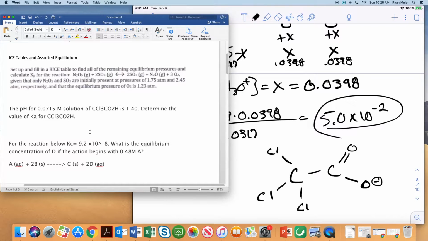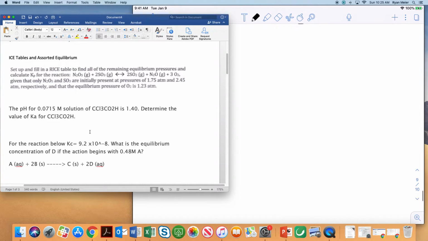Okay, so let's move on. We'll take a look at one last equilibrium, just kind of a straight equilibrium problem. Here we're told for the reaction below, Kc is 9.2 times 10 to the minus 8, and we're asked what is the equilibrium concentration of D if the reaction begins with 0.48 molar of A.